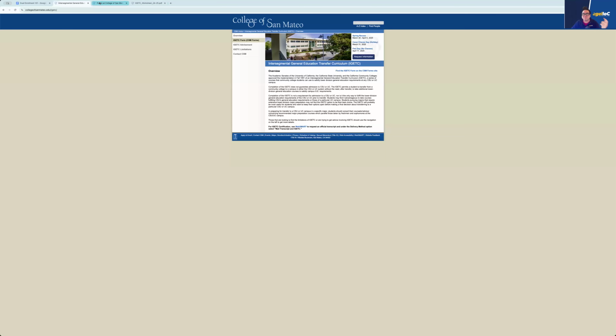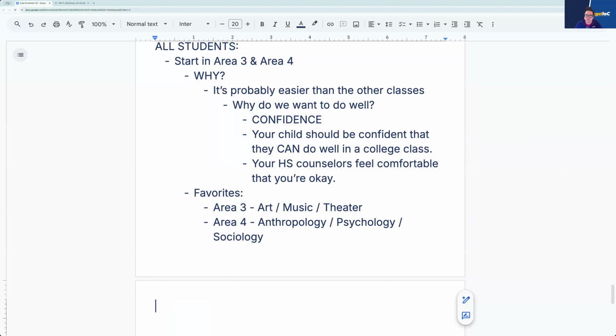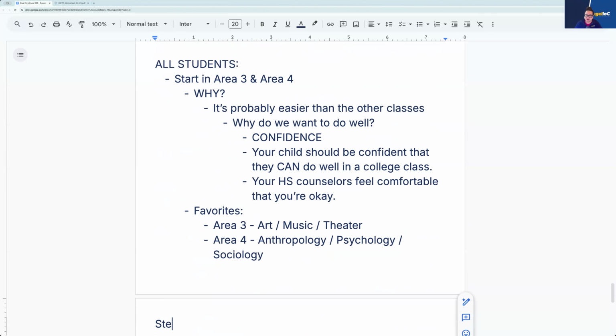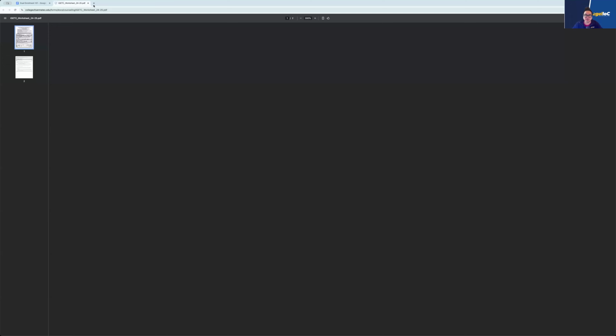So now that we picked the class, or we picked a few classes, let's move on to the next step. Step number 2 is we want to look up the available classes. Look up the available classes is what we want to do specifically. So how do we look up the available classes? We need to look up the schedule.